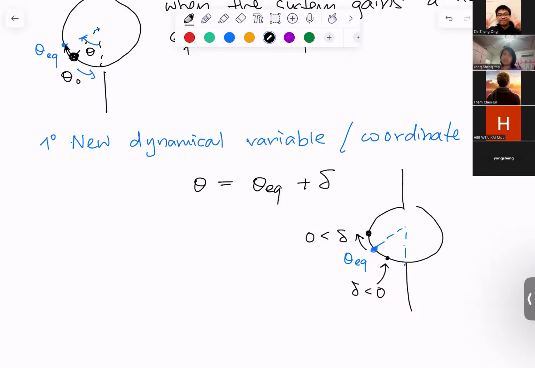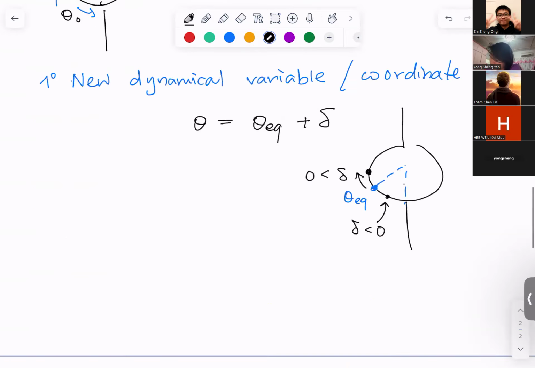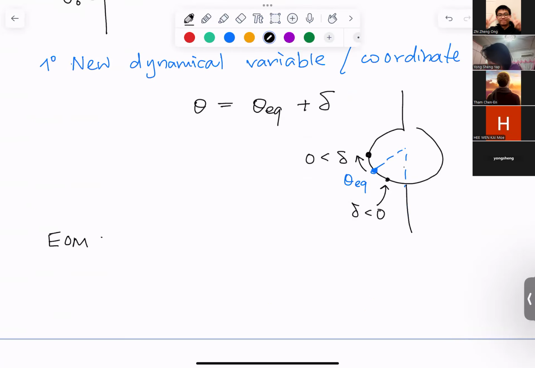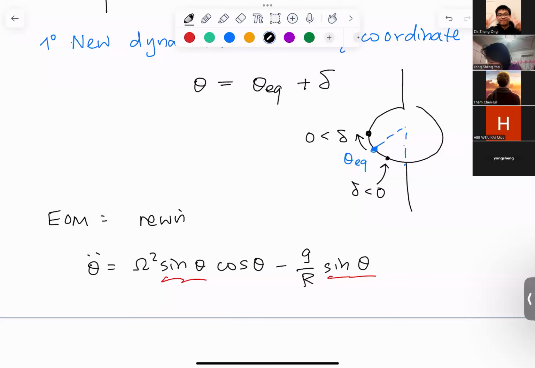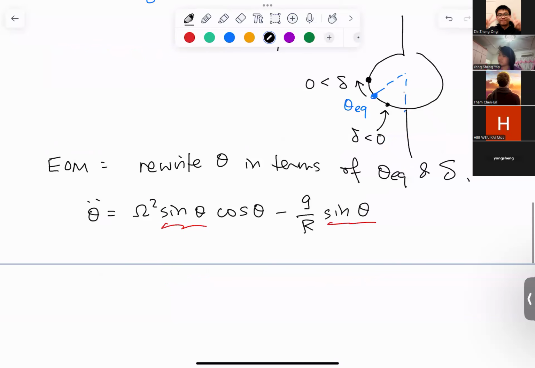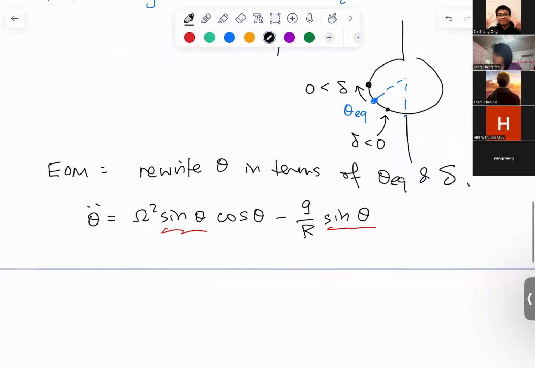So instead of looking at the equation of motion of theta, let's analyze the motion of the bead in this new variable delta. All right. So if we recall our equation of motion, we can rewrite everything in terms of delta. Rewrite theta in terms of theta EQ and delta. First of all, theta equilibrium is a constant at this point. It's completely determined by the new angular velocity, and g and R. So this is a constant.